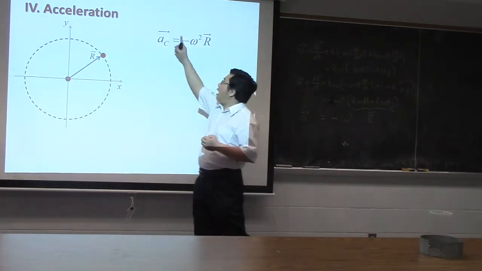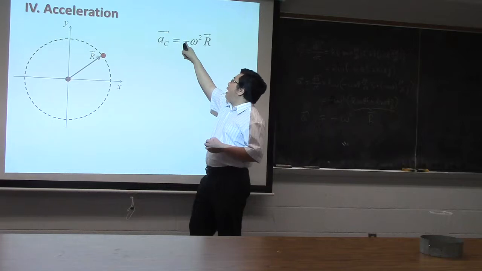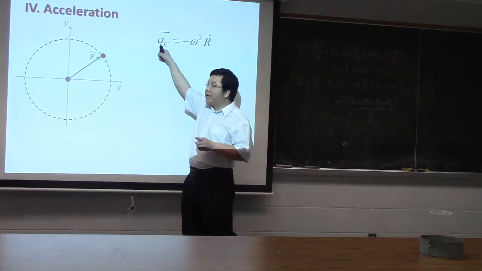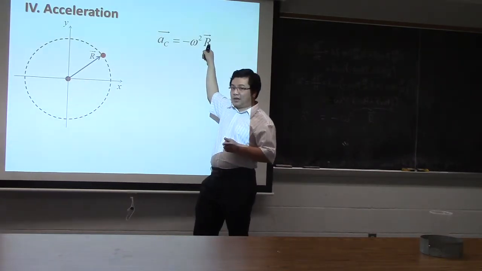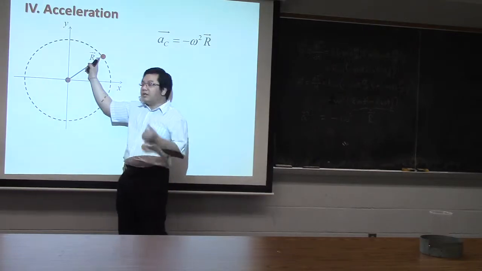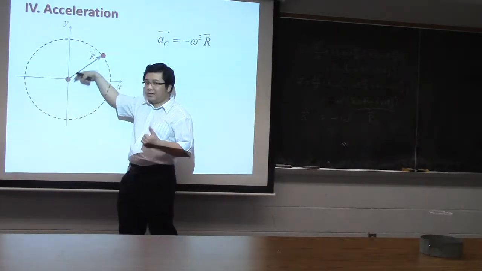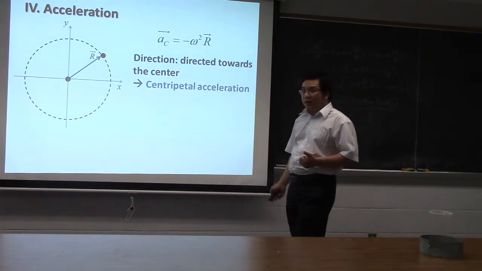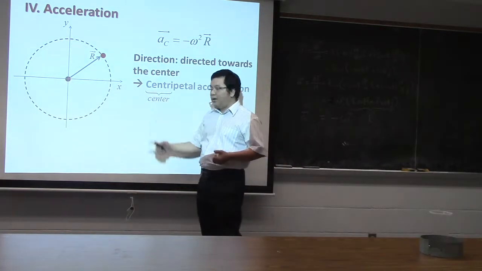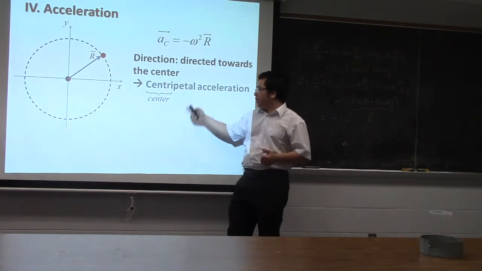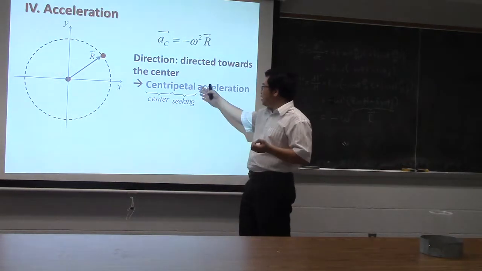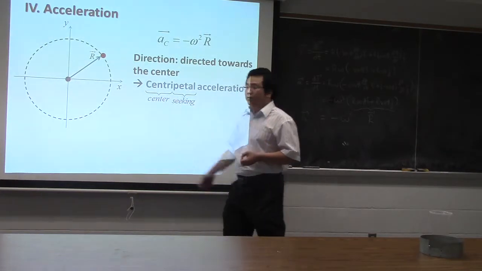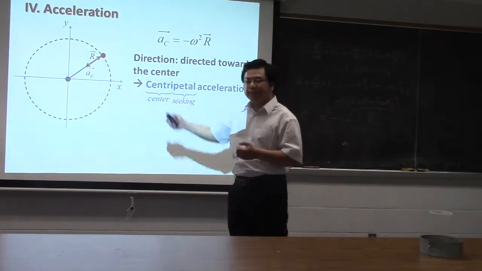You see that acceleration vector is equal to a minus of a positive number times r vector, which implies that acceleration is in opposite direction with the radius vector. So here's the radius vector. So the acceleration vector would point toward the center of the circle. And because of that reason, we call it centripetal acceleration. In Latin language, centri means center and petal means seeking. So centripetal acceleration means that this acceleration is always looking toward the center of the circle. Here is the acceleration vector.